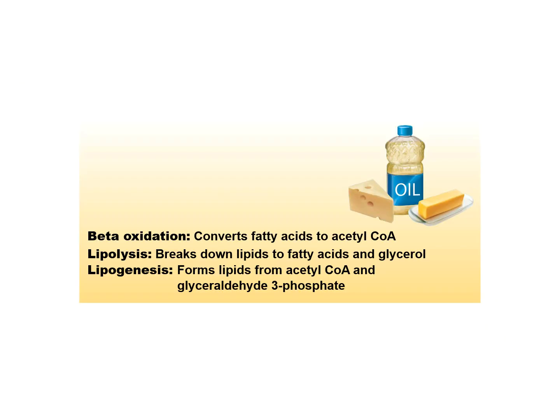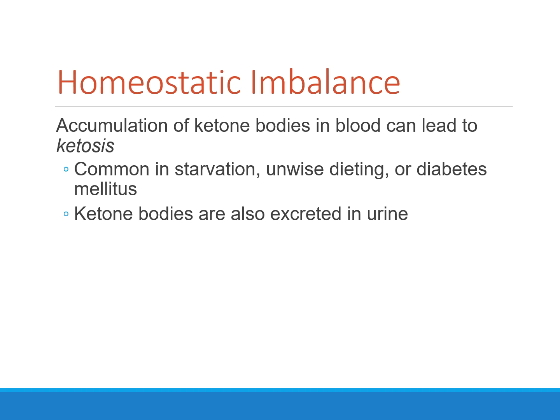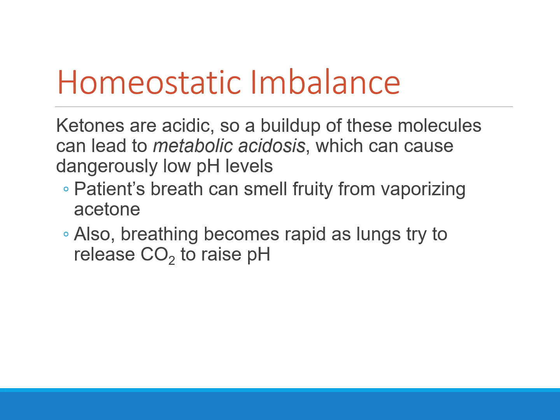So there's some terminology again for you to look at. Accumulation of ketone bodies in the blood can lead to ketosis. This is common in starvation, unwise dieting, which is what the keto diet is all about, or diabetes mellitus. Don't get me on that soapbox again. Ketone bodies are also excreted in your urine, which tells you that they have to run through your kidneys, which is why you end up with kidney damage from that particular diet. Ketones are acidic, so a buildup of these molecules can lead to metabolic acidosis, which can cause dangerously low pH levels and, as we all know, can kill you in a matter of a few days.